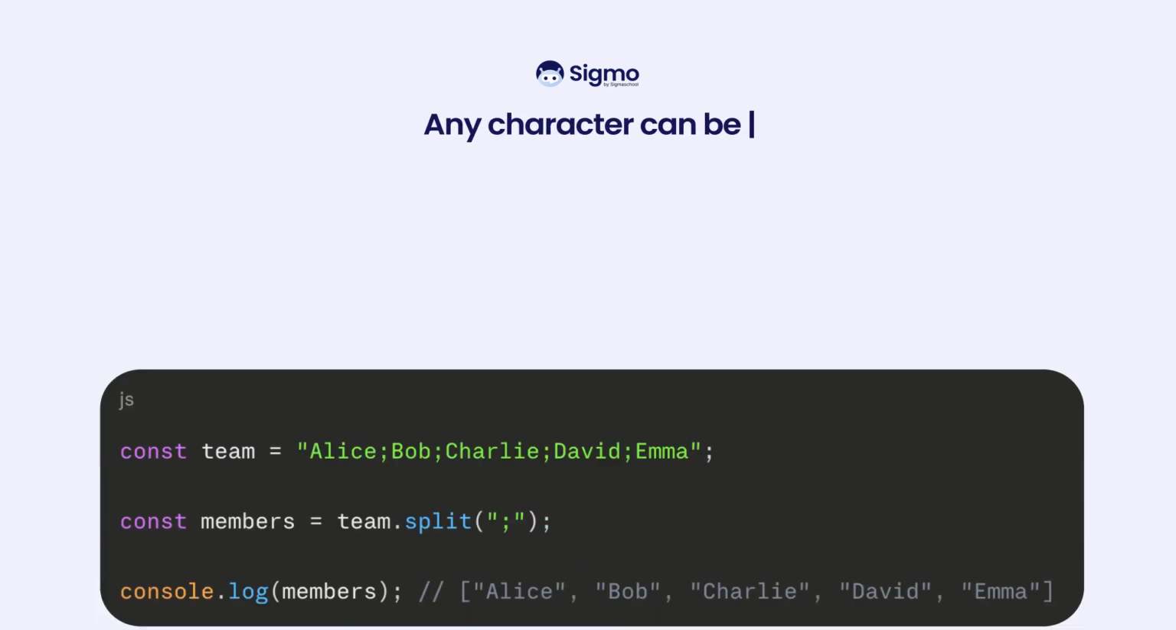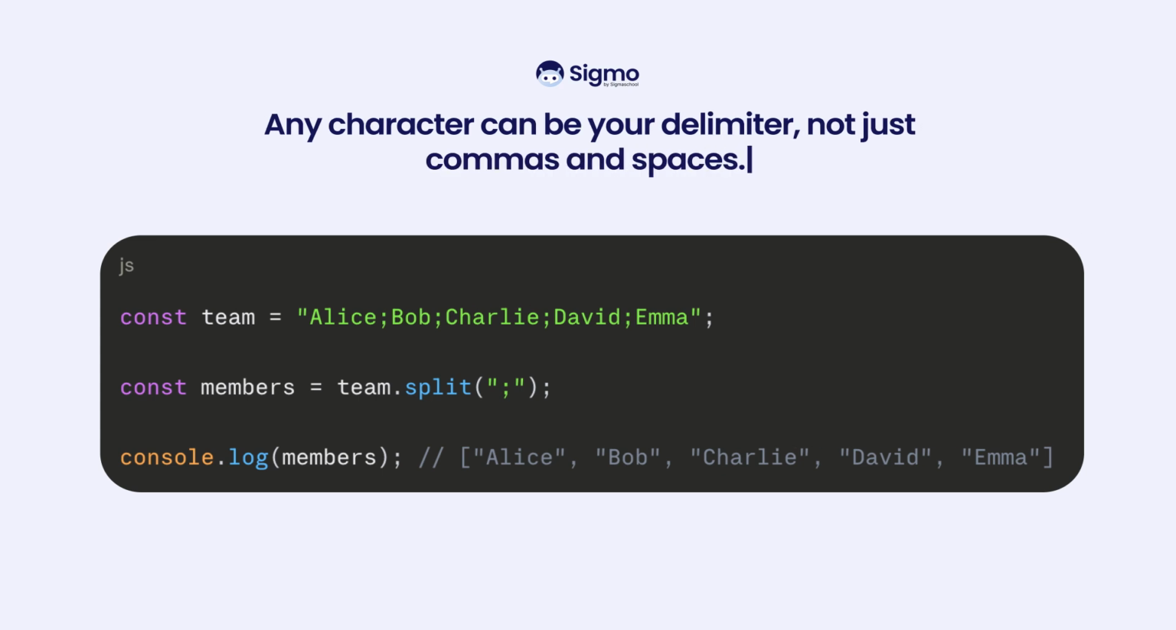And it's not just commas and spaces. Any character can be your delimiter. Say you have a list of team members stored as a single string, each name separated by a semicolon. Pass a semicolon into Split, and you get each member as its own item in an array.